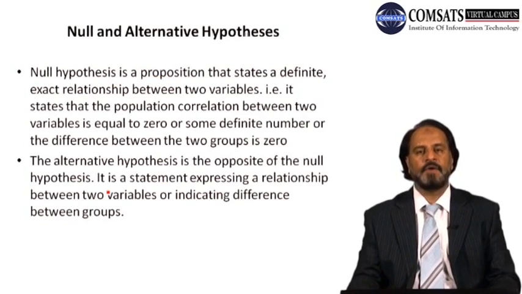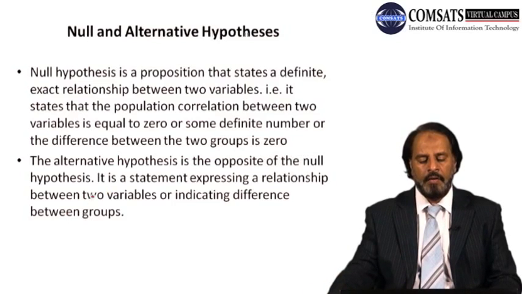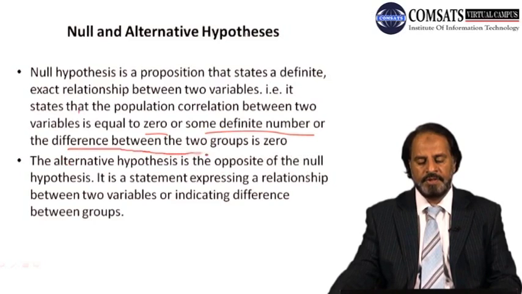Okay, another format of stating your hypothesis is by mentioning the null and alternate hypothesis statements. A null hypothesis is a proposition that states a definite, exact relationship between two variables, and it states that the population correlation between two variables is equal to 0 or some definite number, or the difference between the two groups is 0.